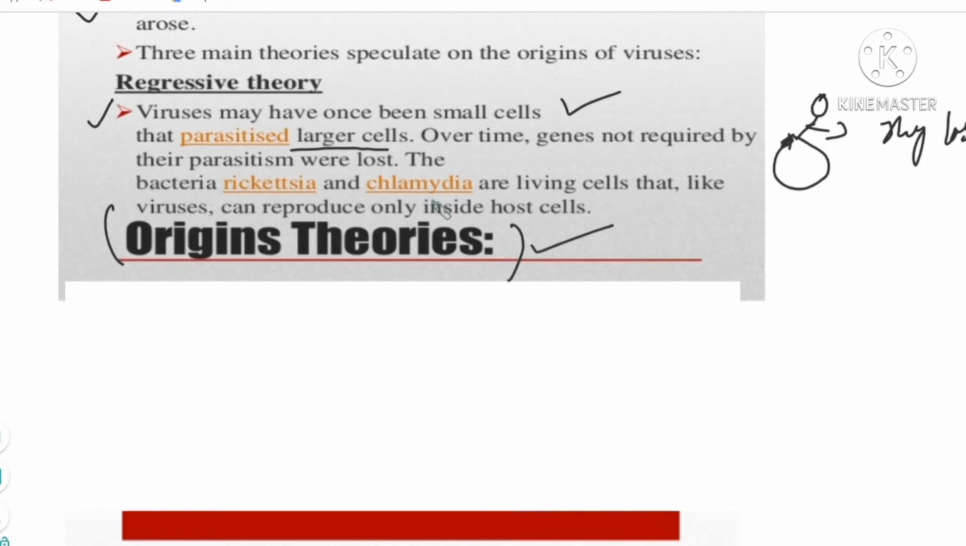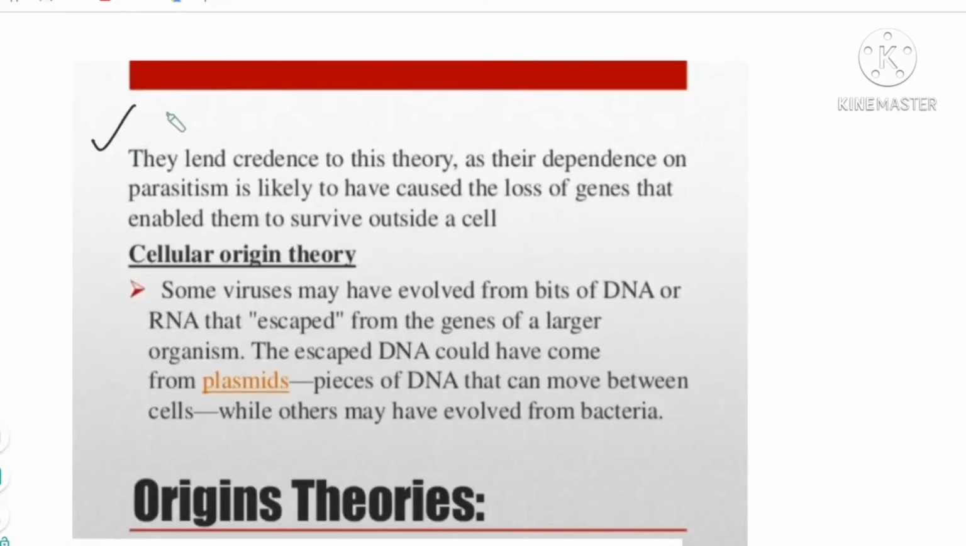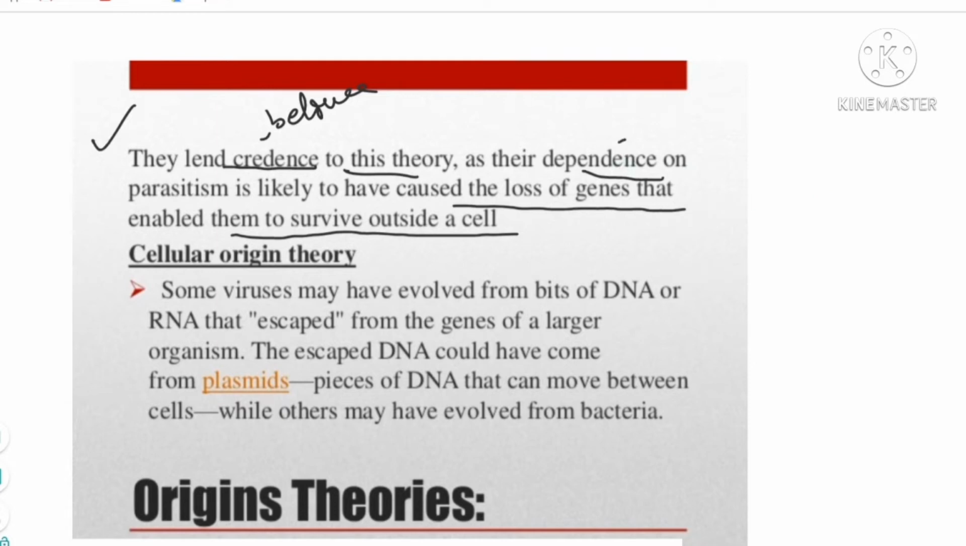Bacteria like Rickettsia and Chlamydia are living cells that, like viruses, can reproduce only inside host cells. These two, Chlamydia and Rickettsia, reproduce only when there is a living cell of a host. They lend credence to this theory, as their dependence on parasitism likely caused the loss of genes that would enable them to survive outside the host.